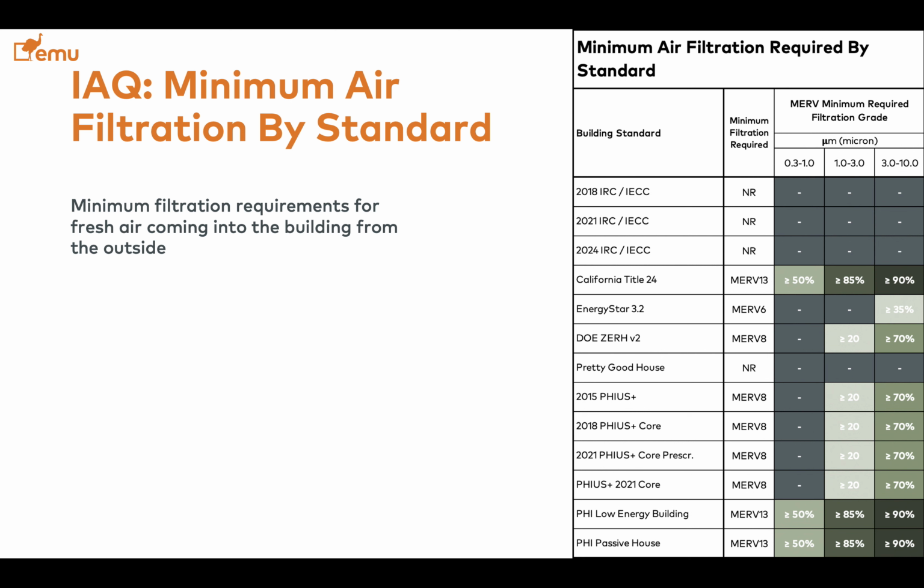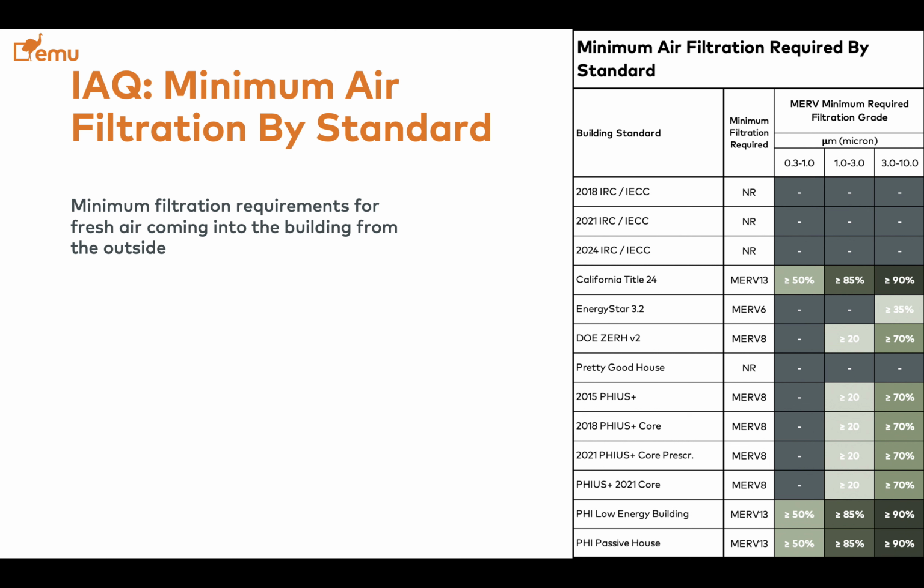The DOE Zero Energy Ready requires a MERV 8, which filters out only 20% of the particulate matter 2.5, the 1 to 3 micron in diameter, and 70% of the larger particles, 3 to 10 microns in diameter. Now, of course, you can have tighter filters. You can have a higher filtration grade on zero energy ready home projects, but this is what the standard actually requires. And same goes with Fuse.